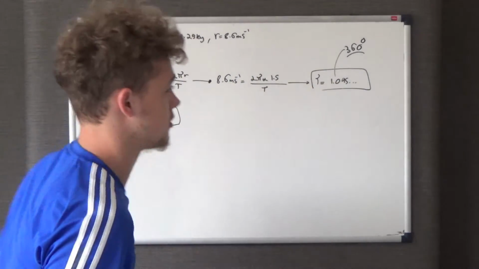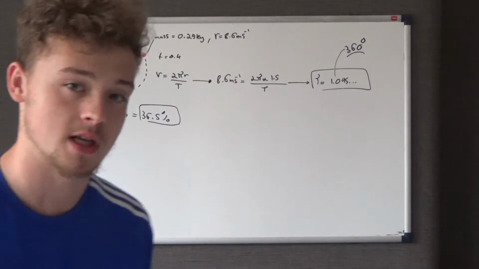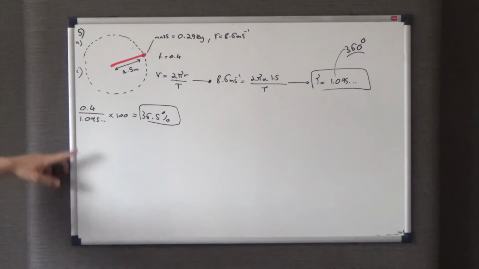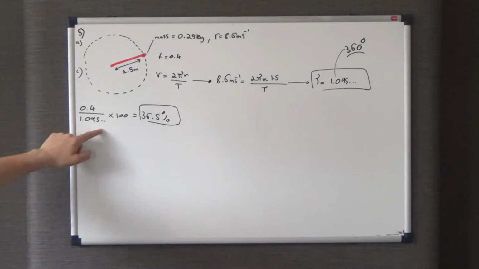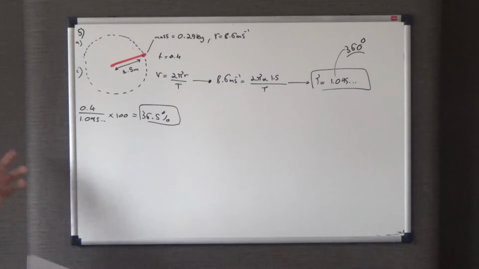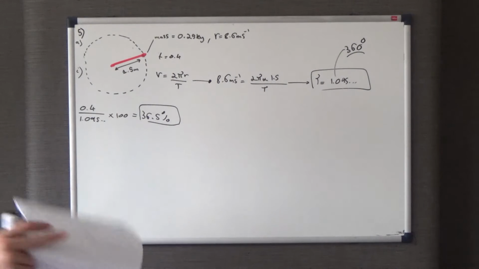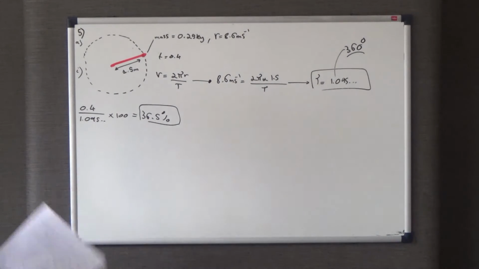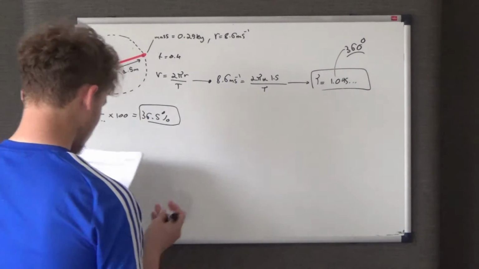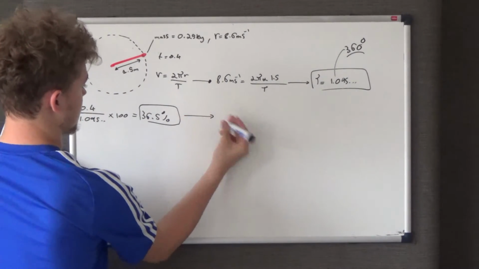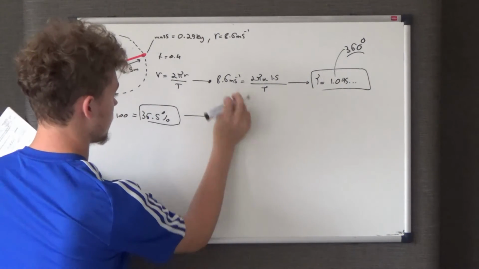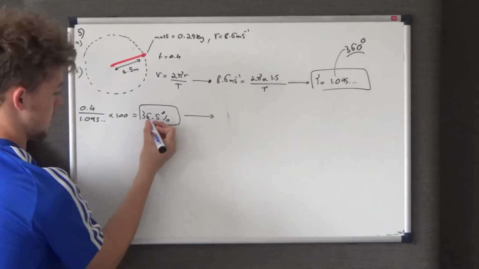36.5% of 360. Now, obviously, to work out percentages, very simple. You actually need the decimal of this. In other words, what 0.4 over 1.095 is, which is 0.365, etc. And you times it by 360, you will therefore get the angles covered in 0.4 seconds, and you should get that to be 131 degrees.